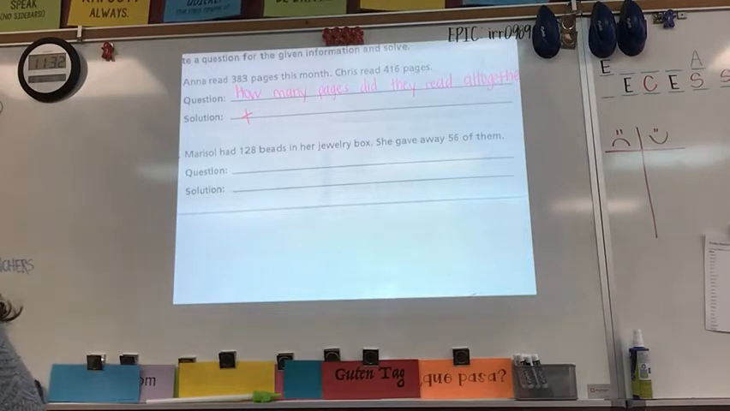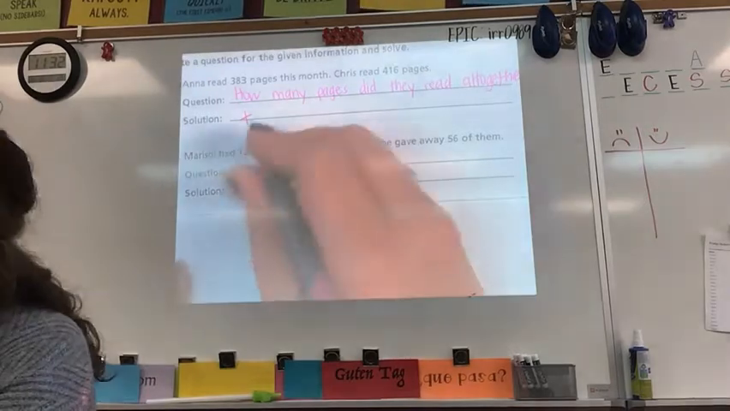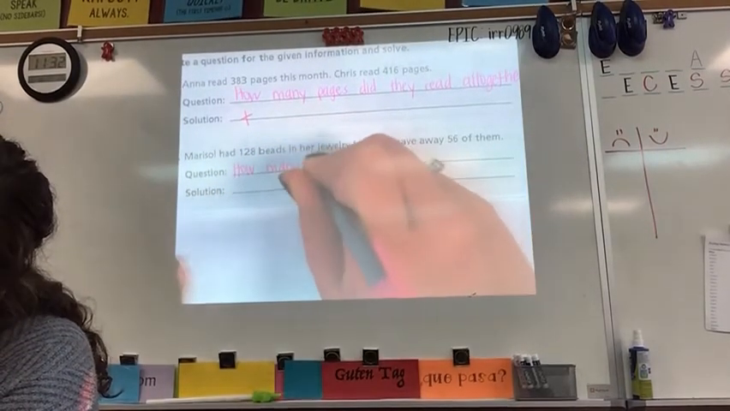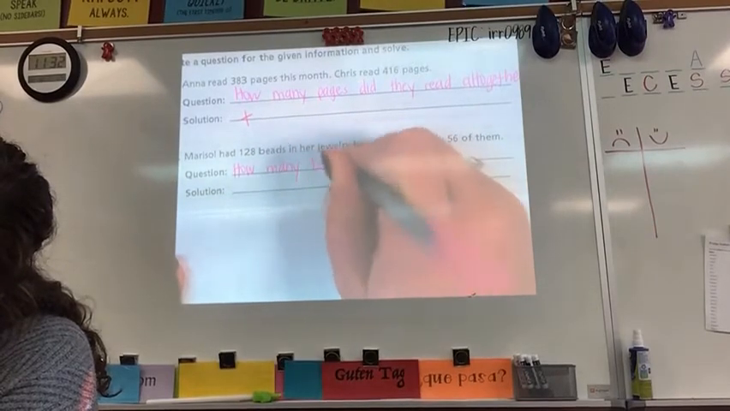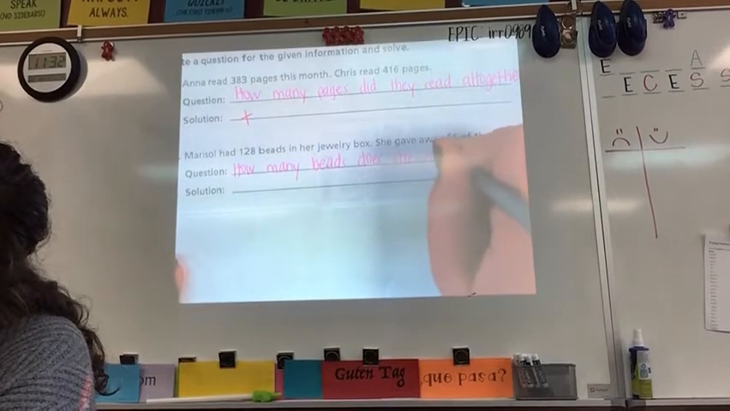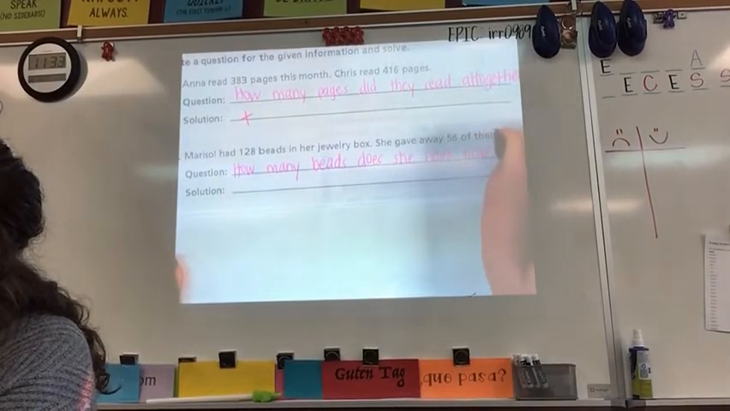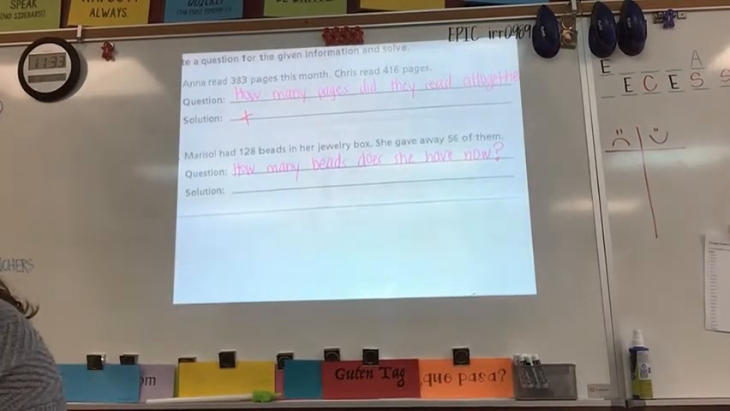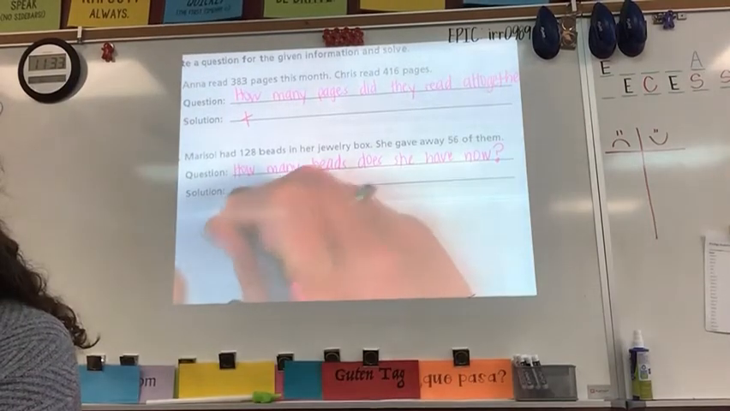Hendricks. How many, what are we talking about? How many beads does she have now? It has to be something with the two. Hendricks, what type of operation would I do if she had the 128 and she gave away 56 and I want to know how many are left? We would be subtracting. Very good.